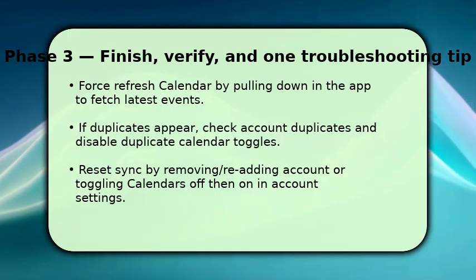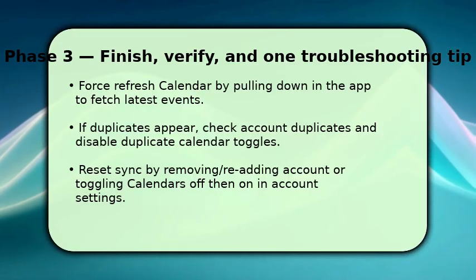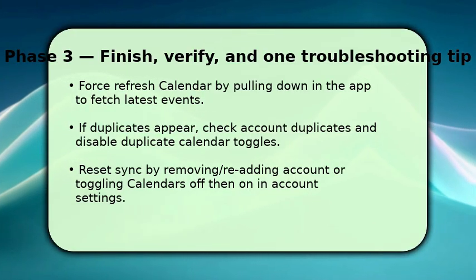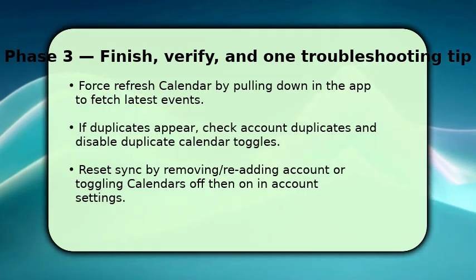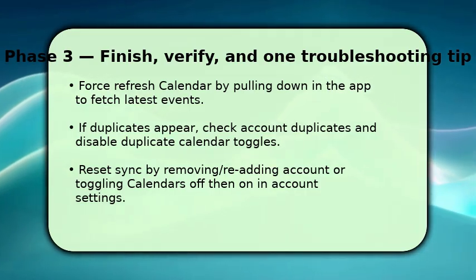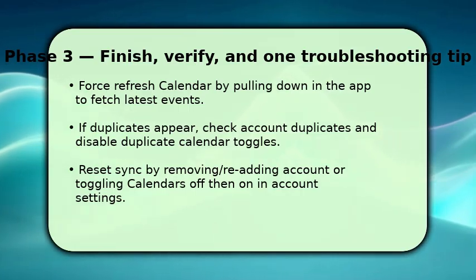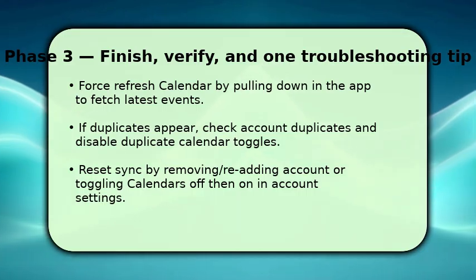If something fails, start with simple fixes. Toggle calendars off and on for the account, or remove and re-add the account to clear stale tokens. If you see duplicates, disable the duplicate calendar at the source or in Calendars list. Finally, make sure system time and time zone are correct to avoid scheduling errors.